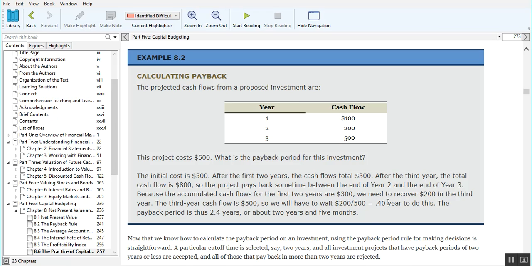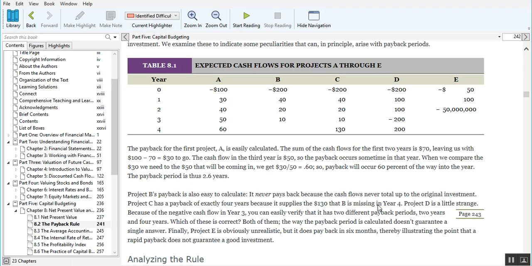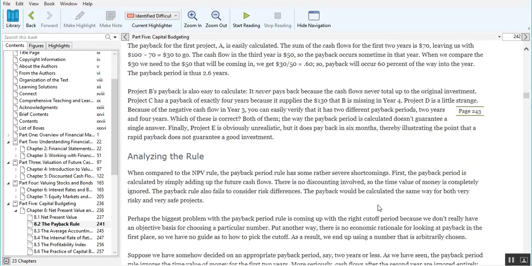So 200 divided by 500 equals 0.40 of a year, or 4/10 of a year. So actually what you're saying is, I want to recover this money in 2.4 years. And this is another example of it here, showing you what payback calculations might be for different potential projects, and how you would compute those.